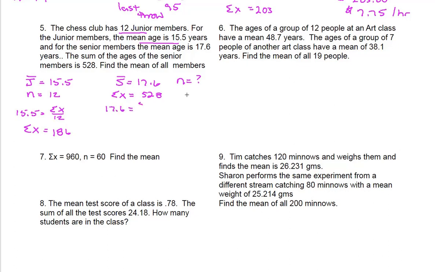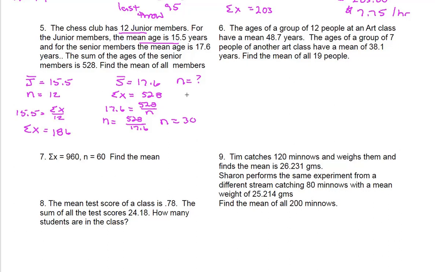Now, in the other case, I need to find the n. So what happens is it's 17.6 equals 528 over n. I multiply both sides by n and then divide by 17.6. Well, 528 divided by 17.6 is going to give me an n of 30.